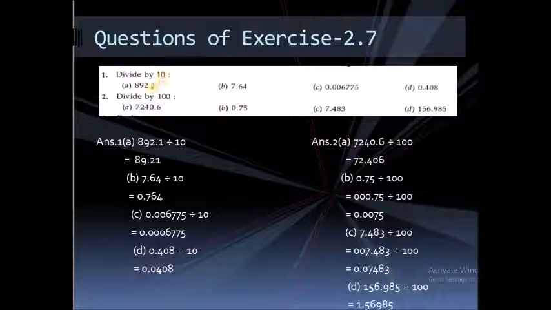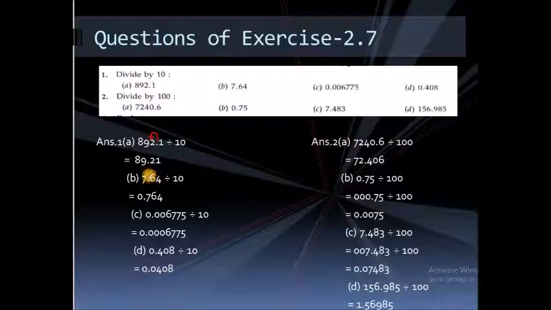Okay. So this number is divided by 10. Now the decimal point is here. So you have to shift this decimal point one time to the left. So it will just come before 2. So my answer will be 89.21. Okay. Next, 7.64 divided by 10 again. Again, I will shift this decimal point one time only because only 1 zero is present in 10.